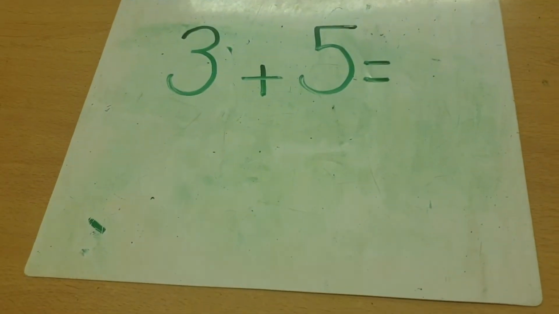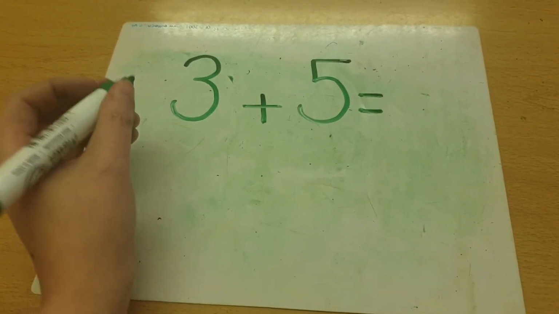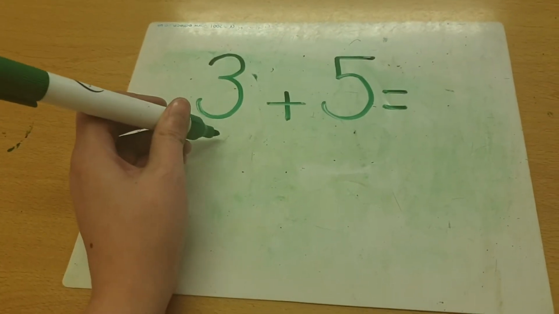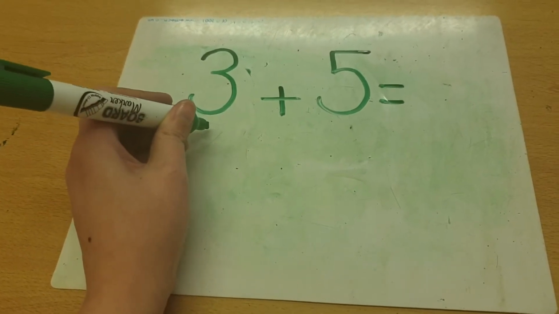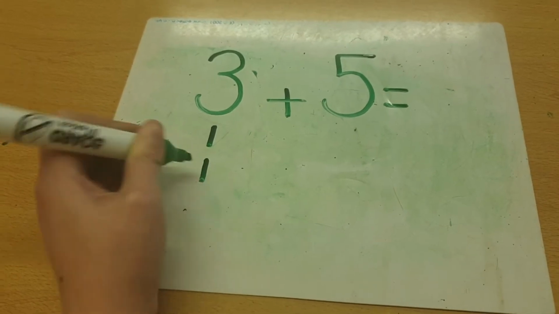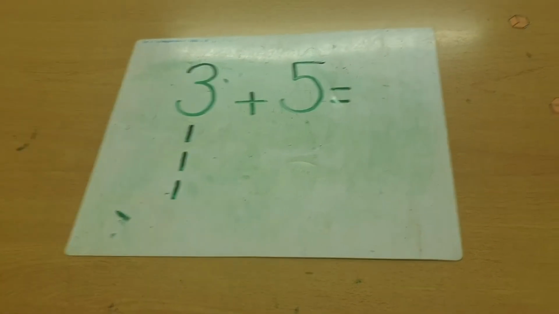So let's have a go at drawing your own tens and ones. So I need how many ones for this number? Brilliant, I need 3 ones. So I'm going to do 3 small ones lines, so we know they're ones. Are you ready? 1, 2, 3. So they're my little ones.